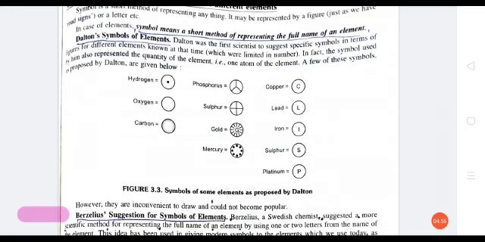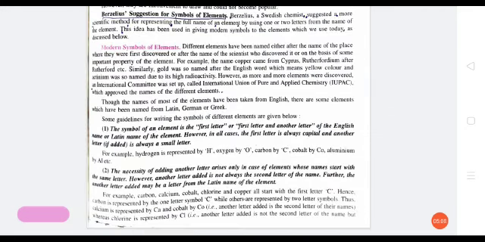So many elements are there, therefore, it is inconvenient to draw the symbol of each and every element. So, to overcome these obstacles, Berzelius, a Swedish chemist, suggested a more scientific method for representing the full name of an element by using one or two letters from the name of the element. This idea has been used in giving modern symbols to the elements which we use today, as discussed below.